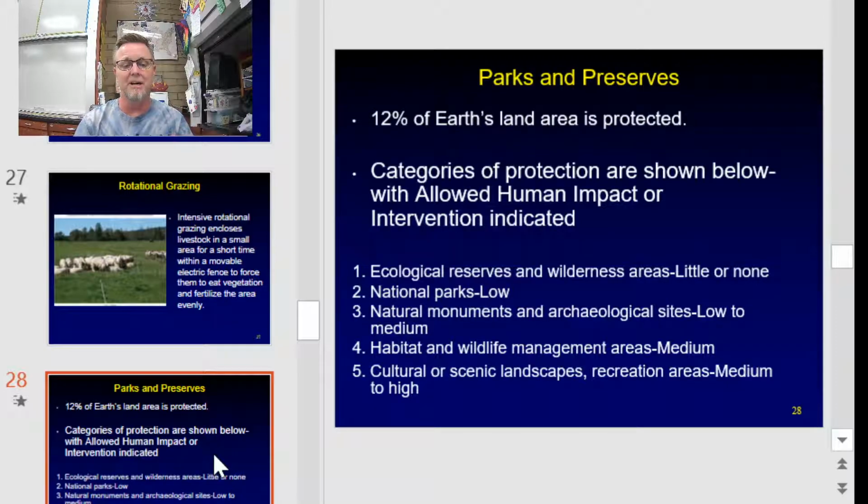If you have an ecological reserve and a wilderness area, then you basically are not really allowing anybody in it. There's little or no human impact. National parks, it's also low. People are allowed in these spaces, but it's monitored. National monuments and archaeological sites, low to medium. Habitat and wildlife management areas, it's medium. And then cultural or scenic landscapes, recreational areas, it's medium to high.